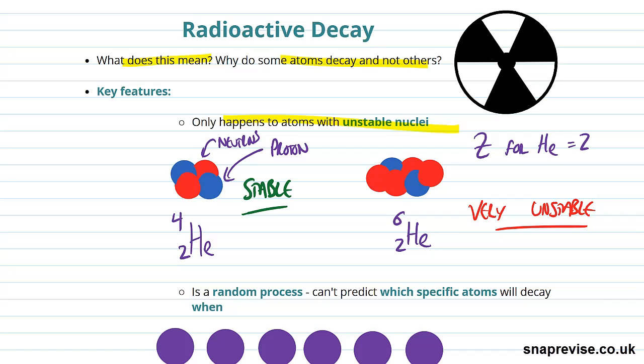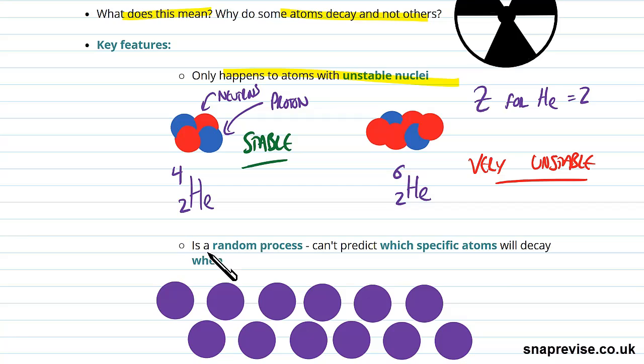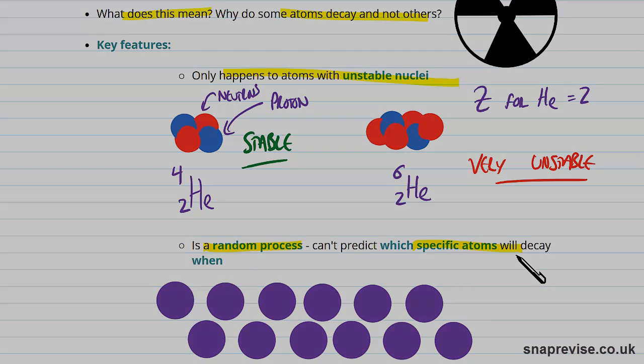And so we can see that radioactive decay is only something that happens to unstable nuclei. It's not something that happens to all nuclei randomly, it happens to particular nuclei. But the key word I said there was random, it definitely is a random process. It's just it only happens for particular types of nuclei. So if you're stable, nothing affects you at all, but if you're unstable, then it's a random process, which means that you can't predict which specific atoms will decay when.